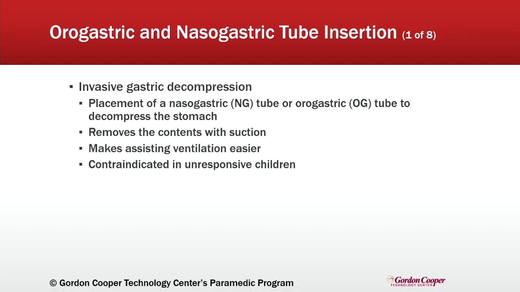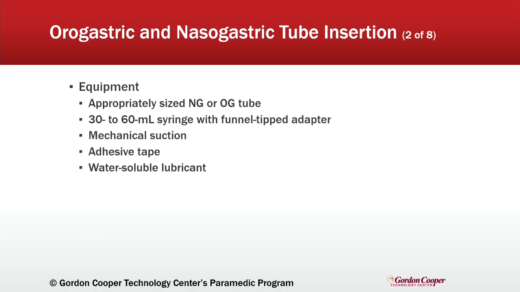Invasive gastric decompression, like placing an NG tube or an OG tube, helps by removing stomach contents with a suction machine and therefore making ventilation much easier. This procedure, of course, is not recommended for unresponsive children with a poor or absent gag reflex and an unsecured airway. So it's not always something that we're going to use, but it is an option if the conditions are right.